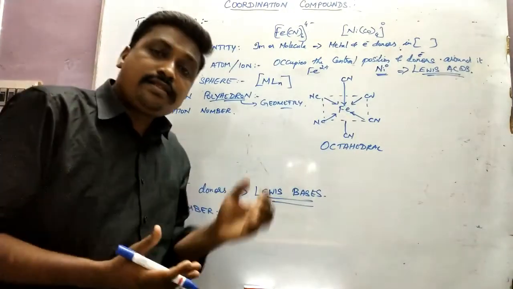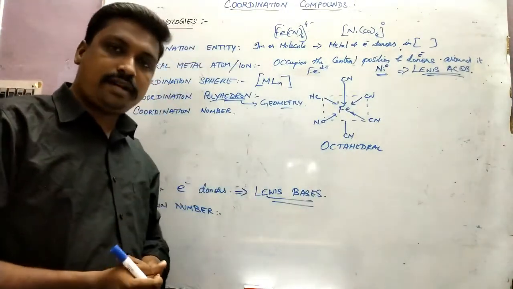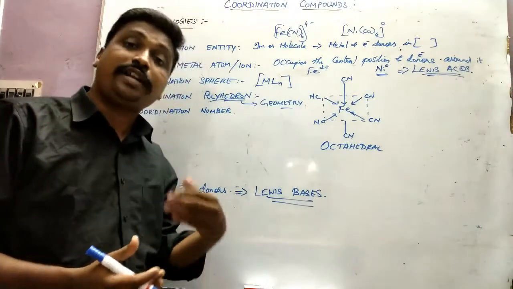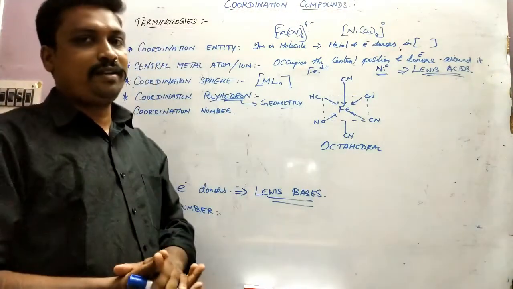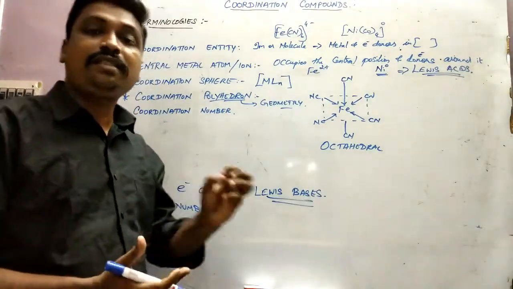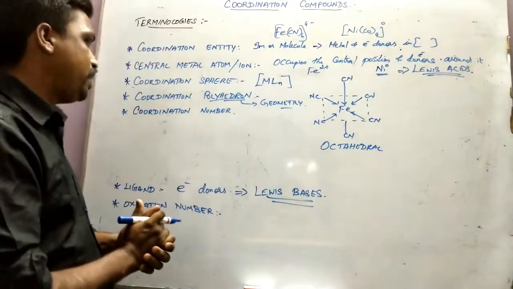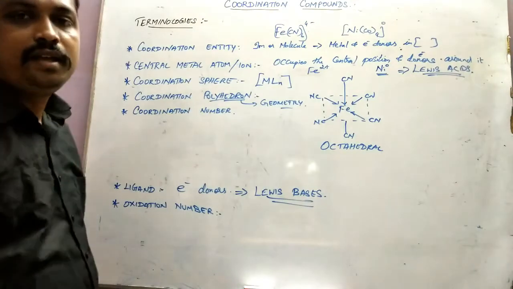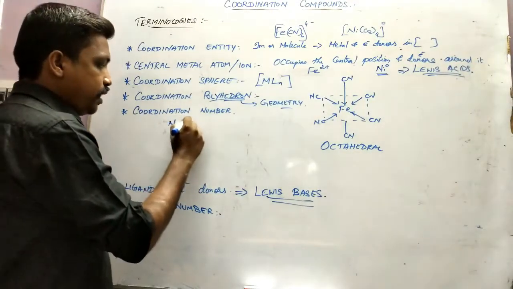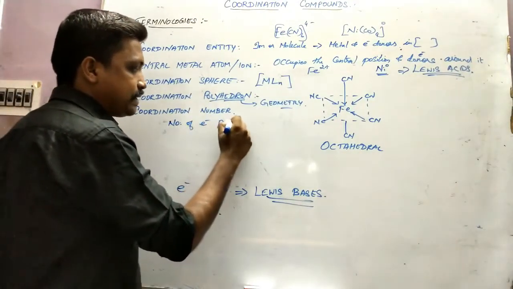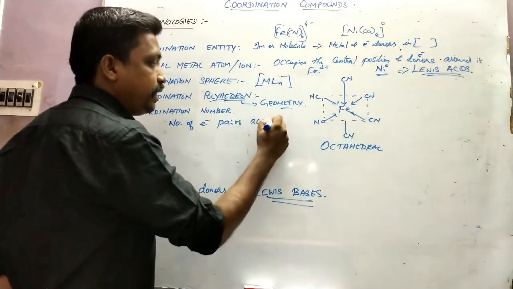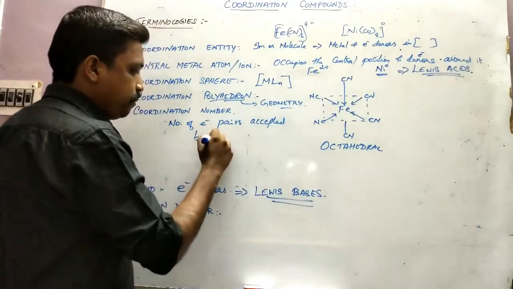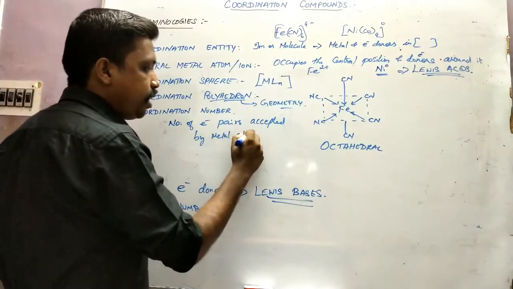If it consists of 4 ligands, what could it be? It could be tetrahedral or square planar. It depends upon the strength or power of the ligand. Right, we will see it later. Then what is coordination number? Coordination number is the number of electron pairs accepted by the metal atom or ion.